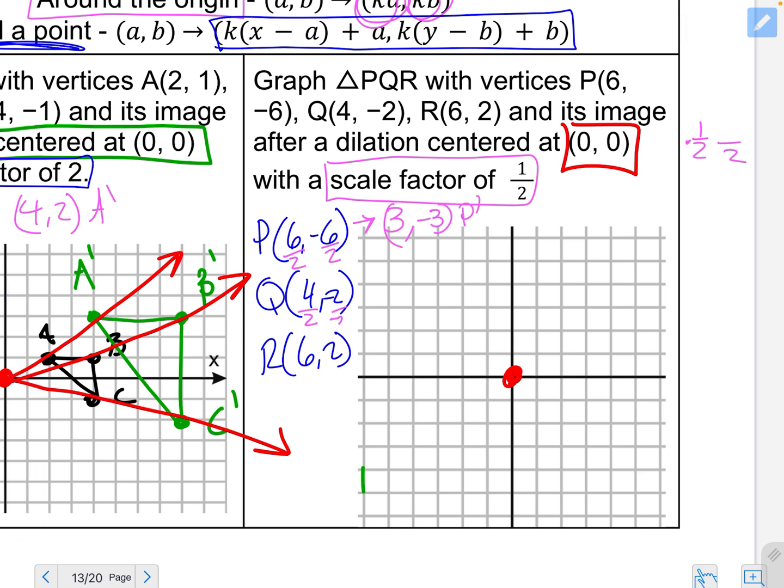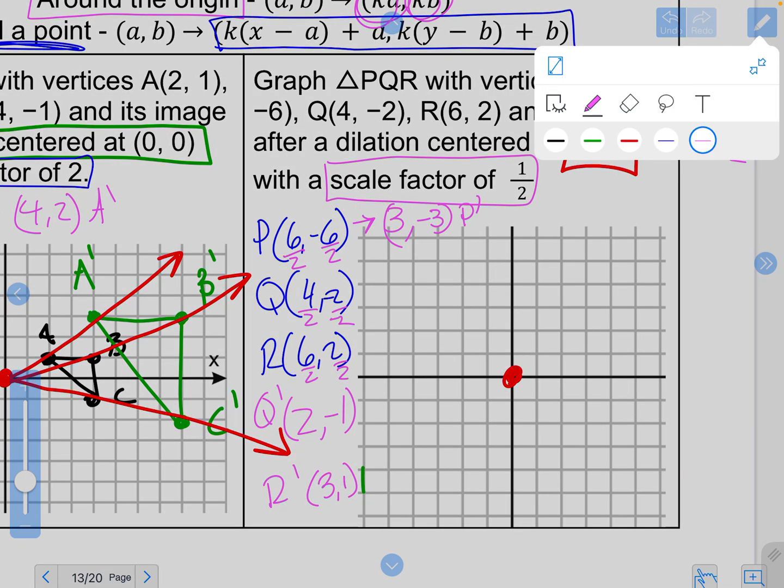4 divided by 2 is going to be 2, and then we get negative 1 for Q prime. Divide by 2, divide by 2. So R prime is going to be 6 divided by 2 is 3, 1.